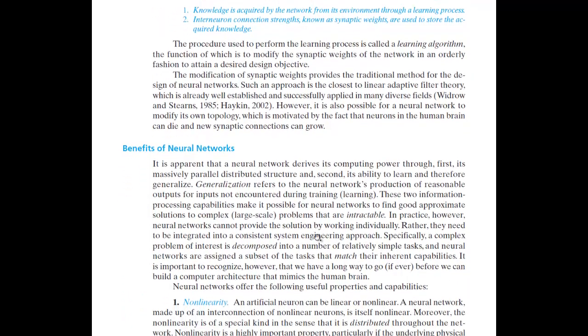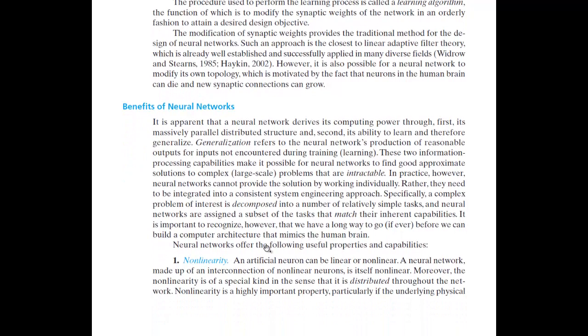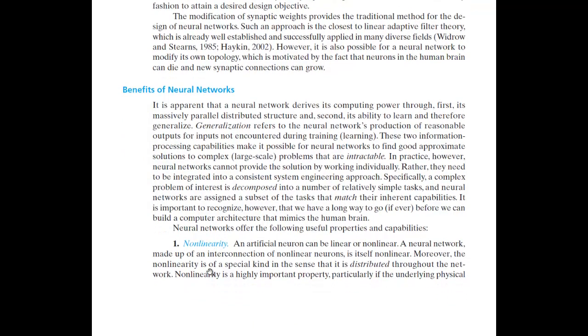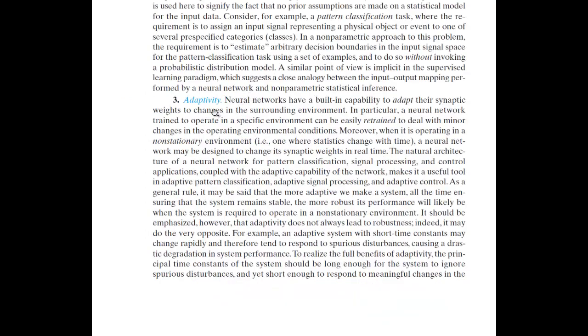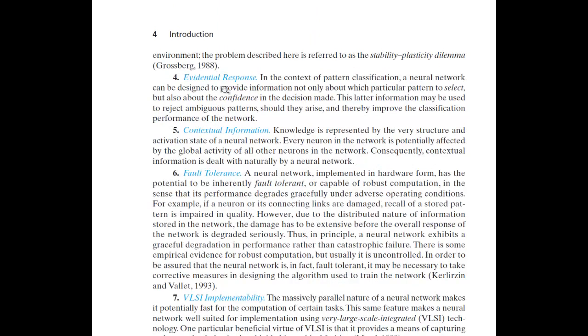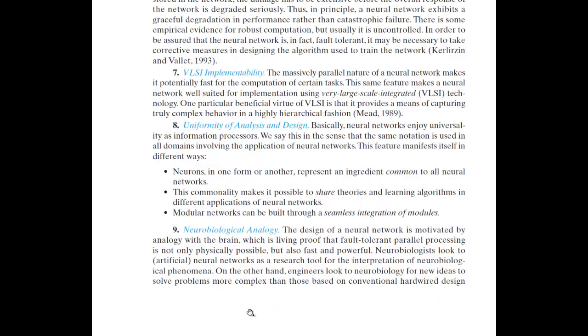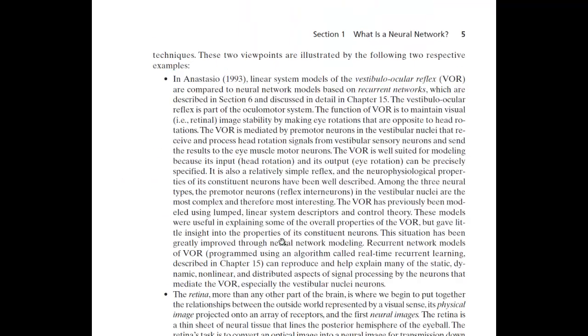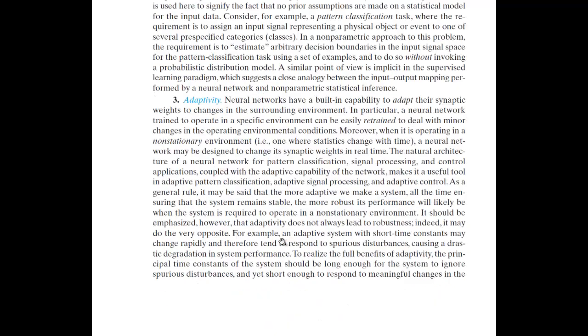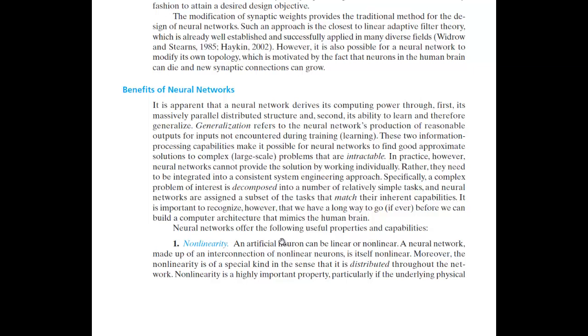Now what are the benefits of neural networks? The first benefit is non-linearity. The second is input-output mapping. The third one is adaptivity. The fourth one is evidential response. The fifth one is contextual information. The sixth one is fault tolerance. The seventh is VLSI implementability. The eighth one is uniformity of analysis and design. The ninth is neurobiological analogy. So these are the 9 benefits of having neural networks.